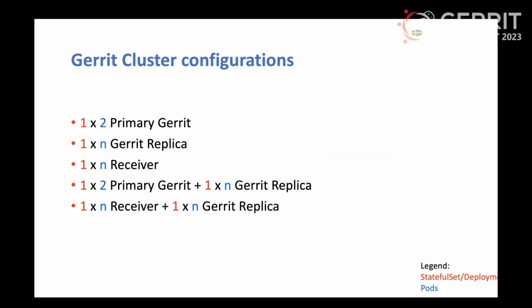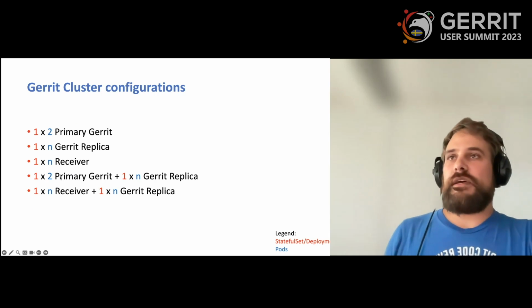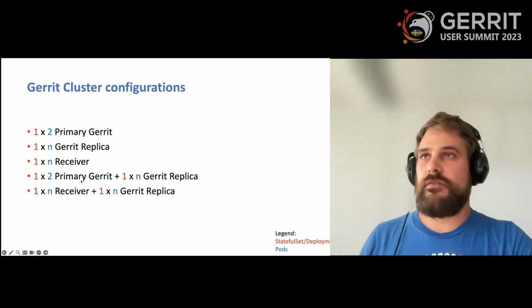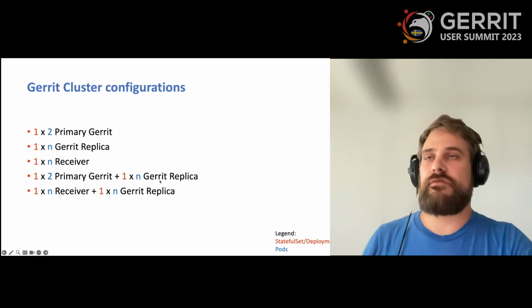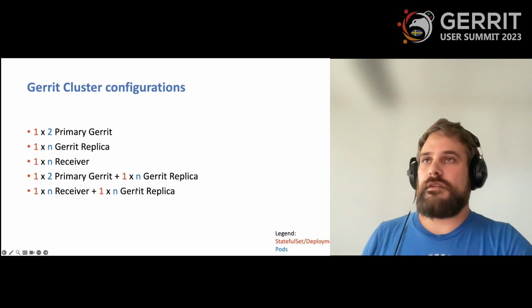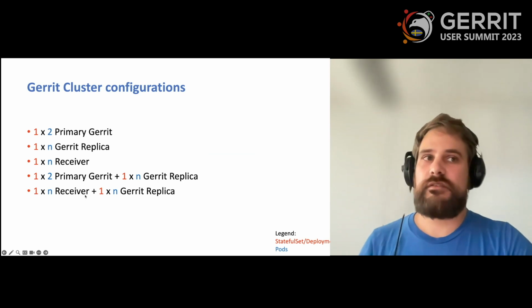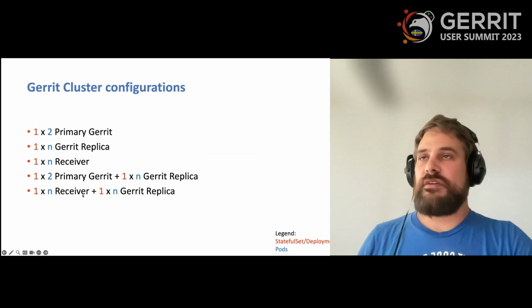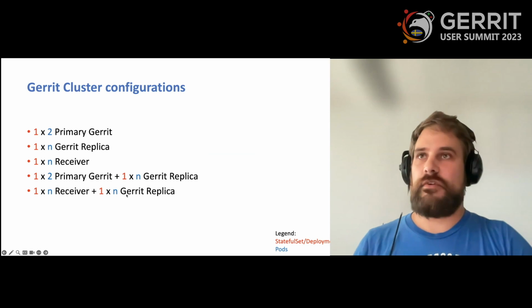At the moment, we support, in principle, 5 different combinations that you can run in a single Gerrit cluster. So you can have a primary Gerrit, so one stateful set of a primary Gerrit with up to 2 pods at the moment, or you can have a Gerrit replica with up to n pods, and the same is true for the receiver. And then comes what I would call the canonical setup, so the intended setup, that is to have one primary Gerrit stateful set with 2 pods and one Gerrit replica stateful set with up to n pods. And of course, if you have a primary sitting somewhere else, you can also install a receiver together with the Gerrit replica to serve fetch and clone requests.